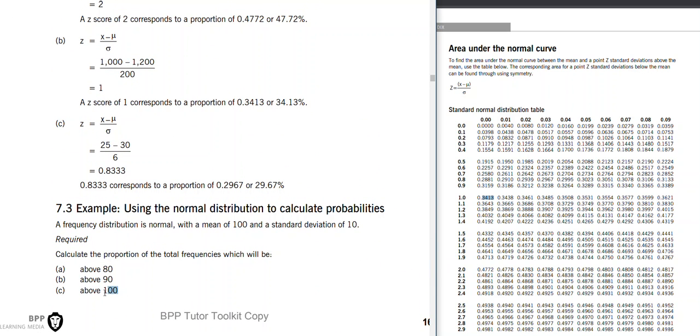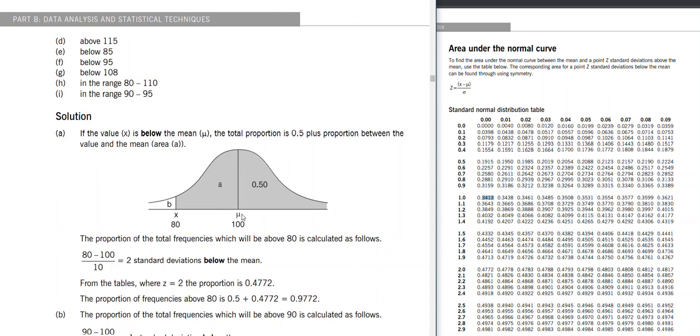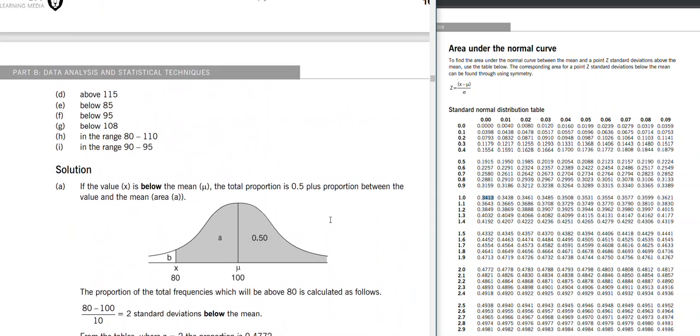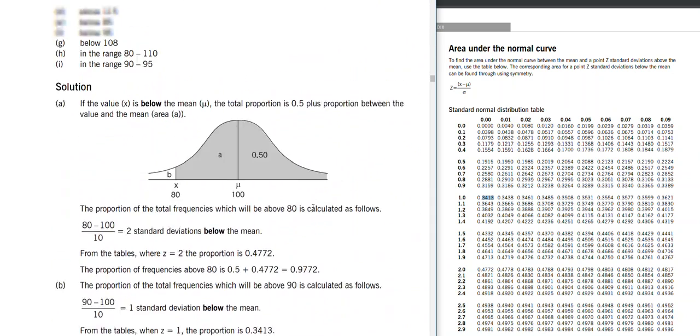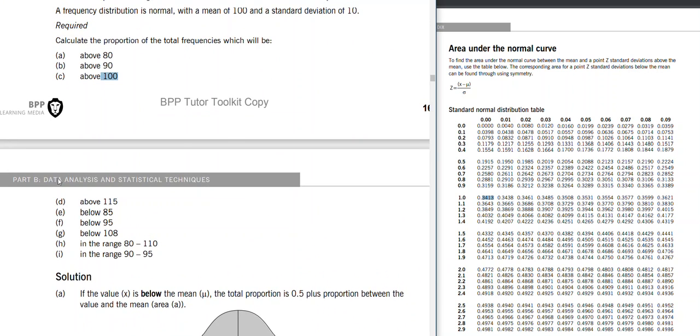And then the next one, above 100. So above 100 is the half, because the mean is at 100. So above 100 would be this half. So you don't even have to calculate it, because we know that the mean is 100 and above the mean is half the data.